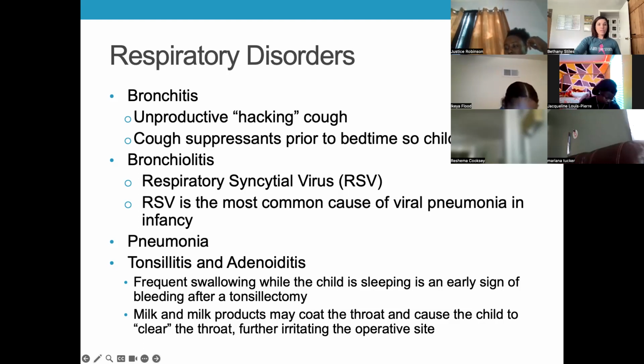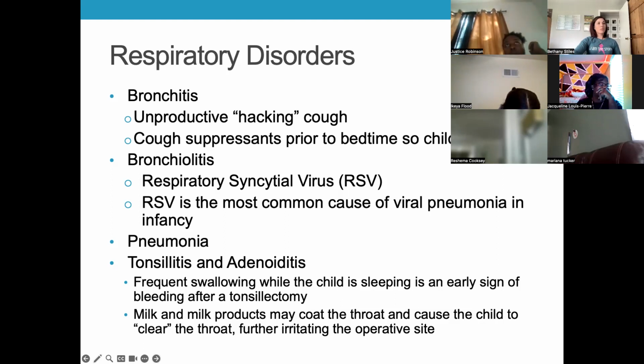Then lastly, we have tonsillitis and adenoiditis. So those are your TNAs. After surgery, we want to watch for frequent swallowing while the child is sleeping. That's an early sign that they could have some post-op bleeding. So if you notice that they're swallowing a lot, that can be a sign that we have some post-op bleeding and we might need to do some interventions.